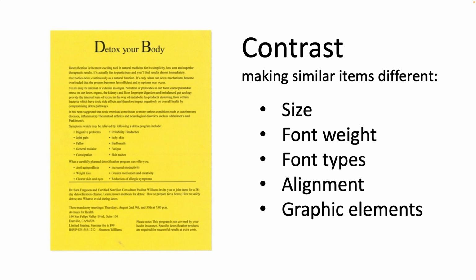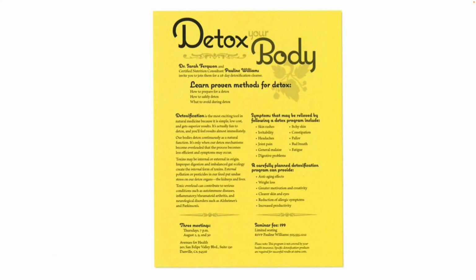So we're going to change these things: the size, the font weight, the font type, the alignment, and the graphic elements. The graphic elements, that little line is one, but the ones that you see in the revised version are different. They're actually kind of more artistic. This would be a graphic element, this little thing in the background. You can see how they chose a font that is really contrasting to the other use of font in the flyer.